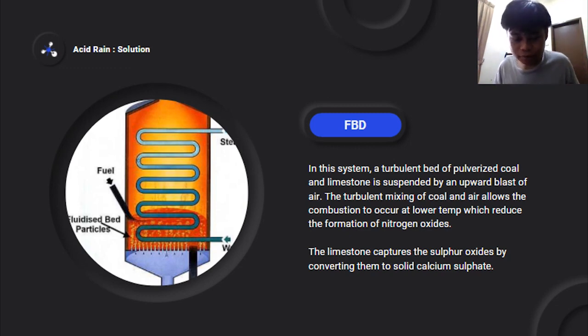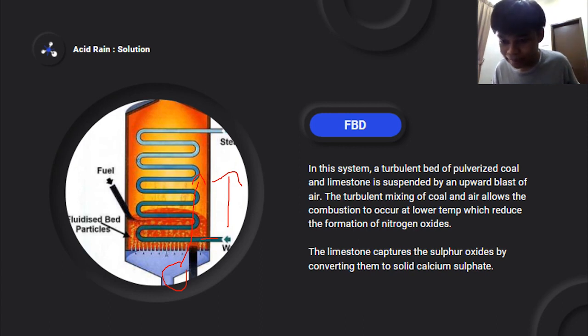So the fourth solution is FBC, or what we call fluidized bed combustion. In the system known as atmospheric fluidized bed combustion, a turbulent bed of pulverized coal and limestone is suspended by an upward blast of air. As you can see in the picture, the air moves from the downward part to the upward. The combustion chamber has many boiler tubes which convert water into steam. So here, the water is converted into steam.